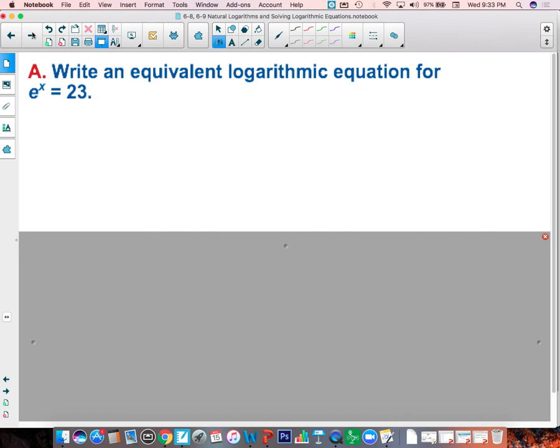Now, we're actually going to use this in our equations. All right, so write this example down, and we're going to do a handful of equation examples now.